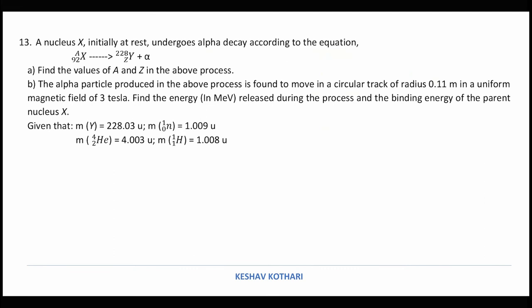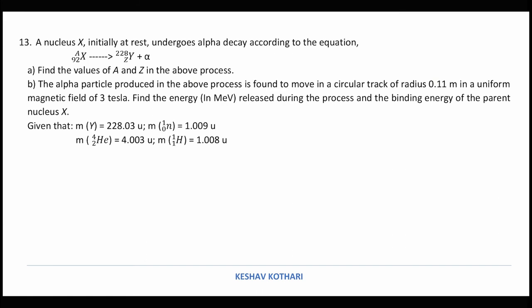A nucleus X initially at rest undergoes alpha decay according to this given equation. We are asked to find the value of A and Z in the above process. The next part is, the alpha particle produced in the above process is found to move in a circular track of radius 0.11 meter in a uniform magnetic field of 3 Tesla. Find the energy in mega electron volt released during the process and the binding energy of the parent nucleus X.